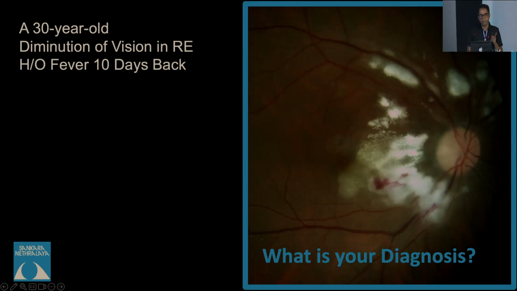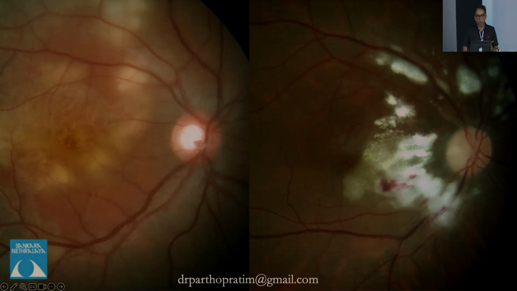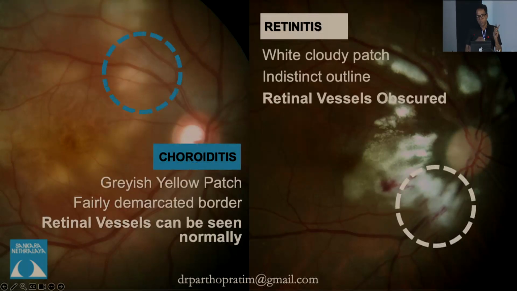The second thing, for example, here, a 30-year-old male with diminution of vision, and there is a history of fever 10 days back. Can you tell me your diagnosis? Anyone? What kind of uveitis is this? As a postgraduate, it's very important that you differentiate between retinitis and choroiditis. So I'll just make it a little simple for you. There are a lot of colors and morphology, but remember one thing, always try to trace the retinal vessels. It will lead to the diagnosis.